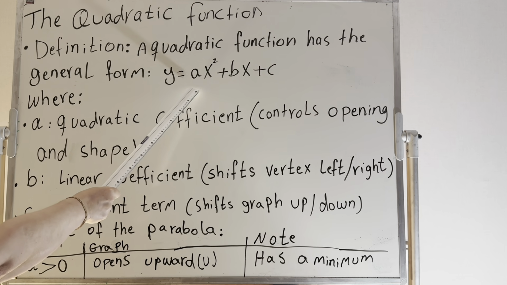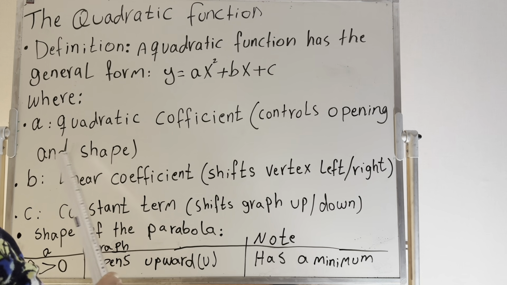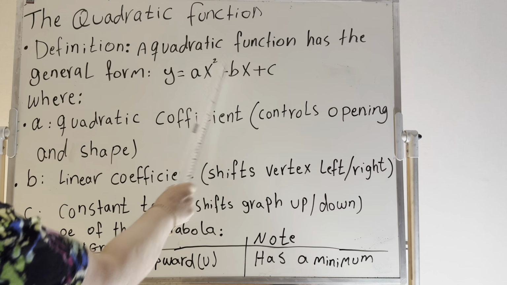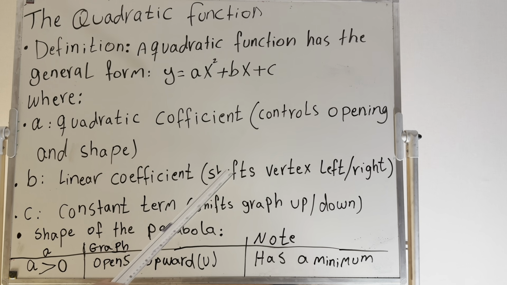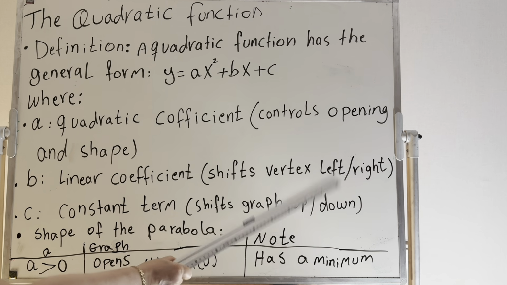So a, the quadratic coefficient, controls opening and shape. b, the linear coefficient, shifts the vertex left and right. c, the constant term, shifts the graph up and down.